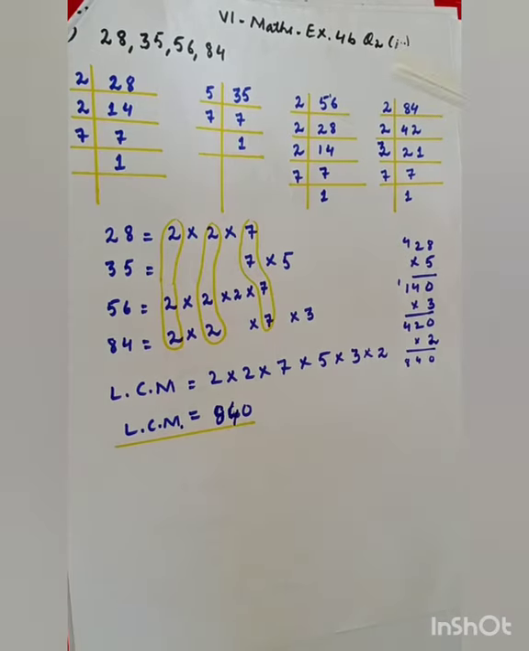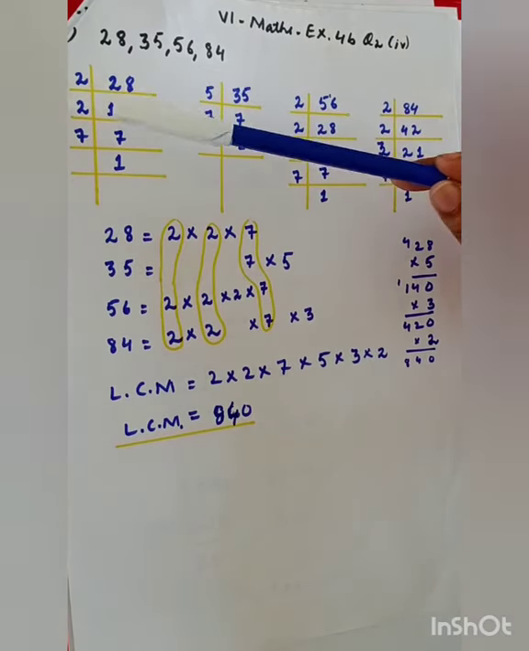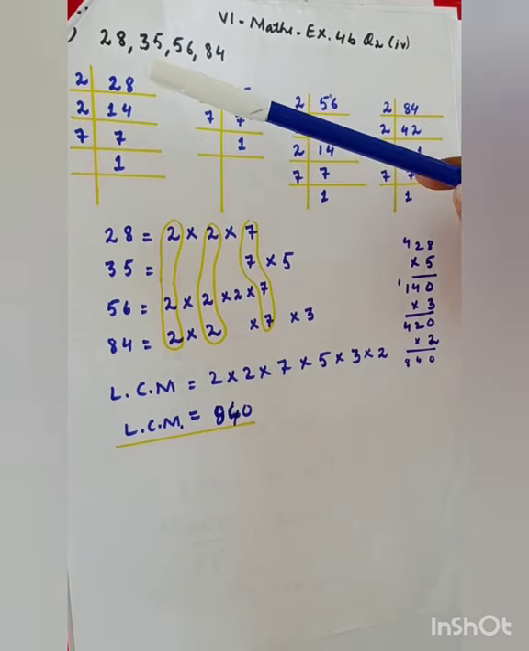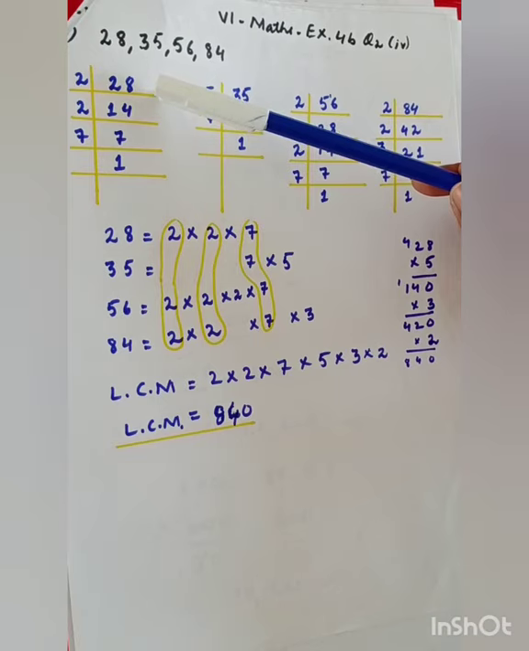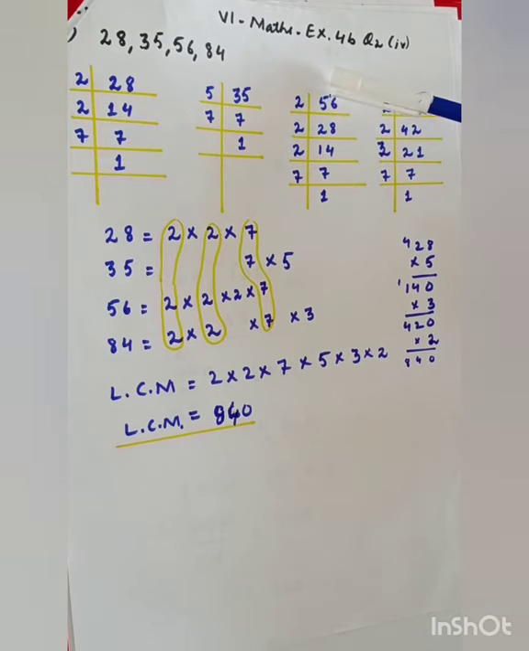The fourth one is 28, 35, 56, 84. Again we start with the smallest number. 2 ones are 2, 2 fours are 8, 2 sevens are 14, 7 ones are 7. So 2, 2, 7 are the prime factors of 28. Then 35, 5 sevens are 35, 7 ones are 7. 56, 2 twos are 4, 1 carry, 2 eights are 16. 2 ones are 2, 2 fours are 8, 2 sevens are 14, 7 ones are 7. Then 84, 2 fours are 8, 2 twos are 4, 2 twos are 4, 2 ones are 2, 3 sevens are 21, 7 ones are 7.